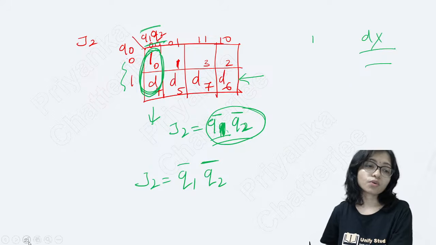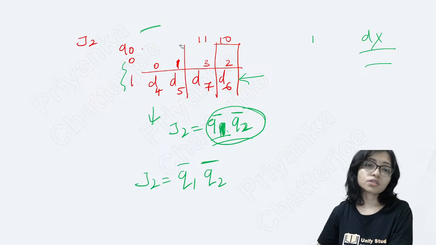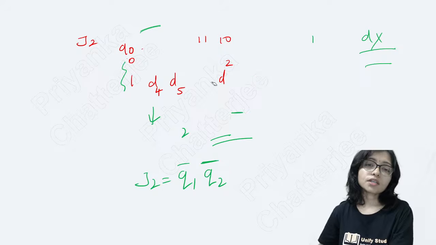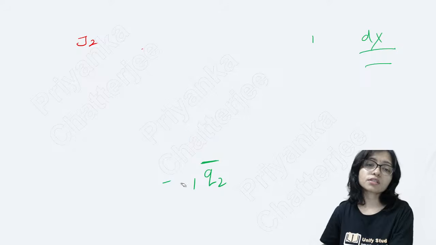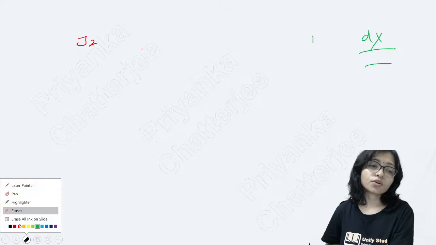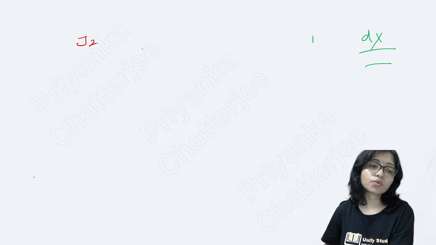Here also it is wrong. This is very important: maintain the sequence. If you are not maintaining the sequence, then your answer will be wrong. You have to maintain the sequence.